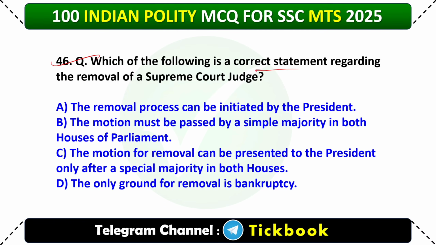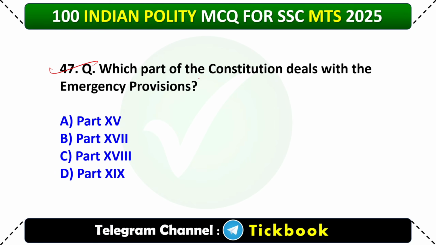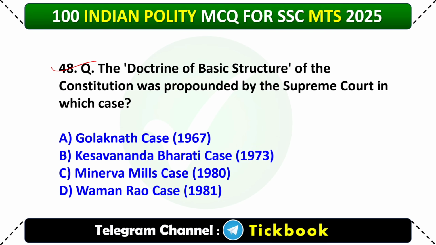46. Which of the following is the correct statement regarding the removal of a Supreme Court judge? Option number C, the motion for removal can be presented to the president only after a special majority in both houses. 47. Which part of the constitution deals with the emergency provisions? Option number C, part 18. 48. The doctrine of basic structure of the constitution was propounded by the Supreme Court in which case? Option number B, Keshavananda Bharati case, 1973.